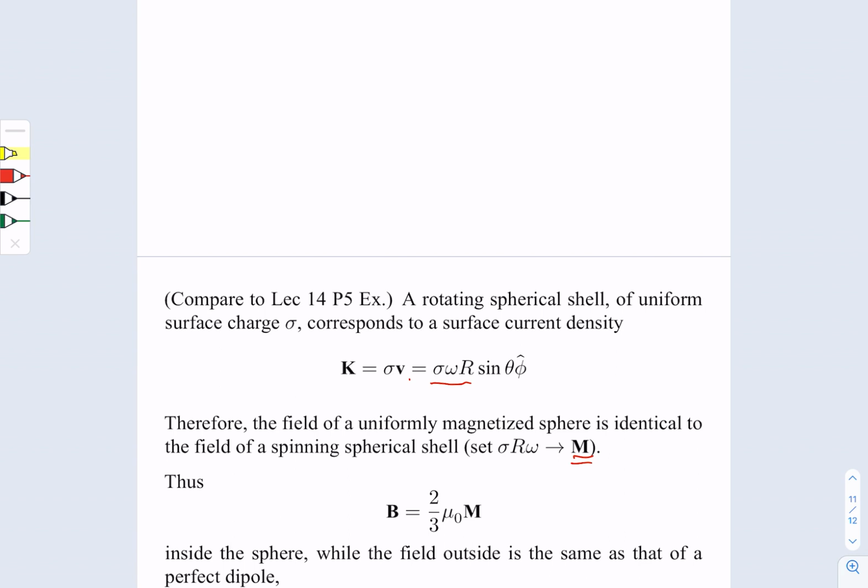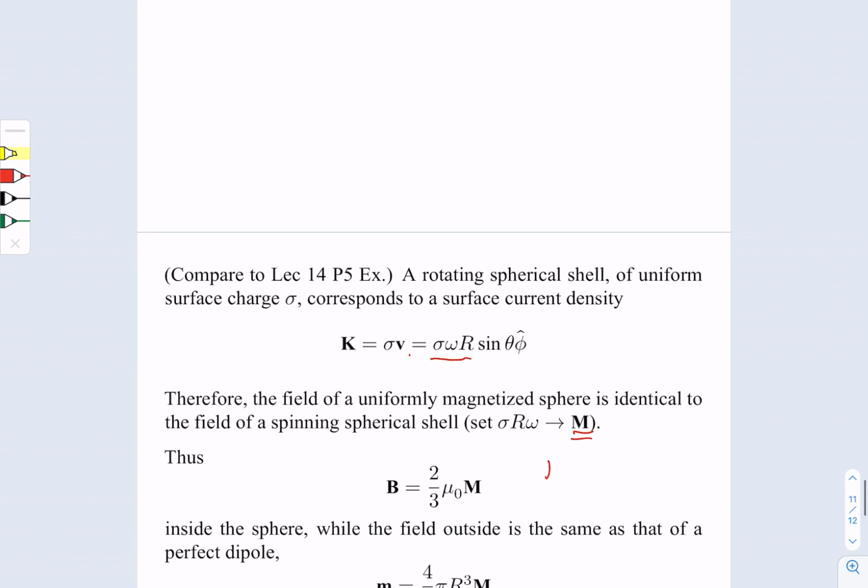In that problem, we actually calculated the B field. The B field inside the sphere, we wrote down as mu naught sigma r omega, and here we simply replace this sigma r omega by M, and that directly gives us the B field inside. So the B field inside is proportional to the magnetization vector M.